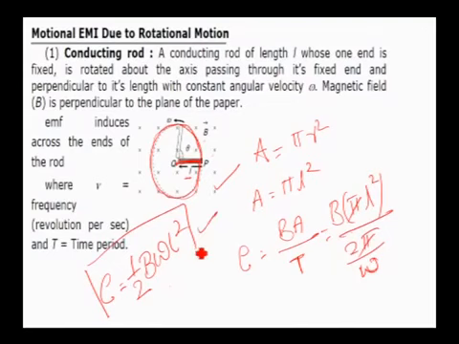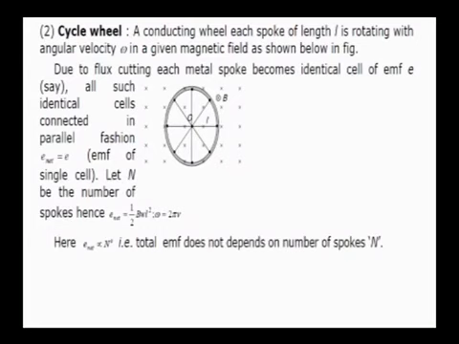So this is the expression for EMF. This is a special case. We'll go to another one, a cycle wheel. Just look at the cycle wheel. It has spokes here. The spoke length is equal to L. What if the wheel is rotated with an angular velocity?